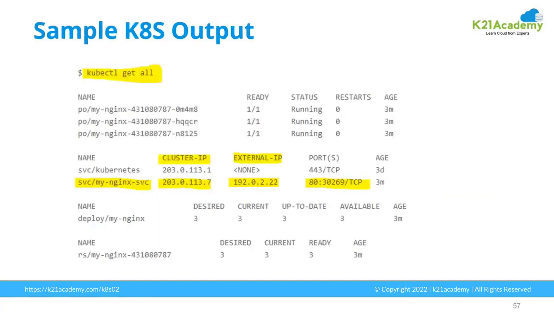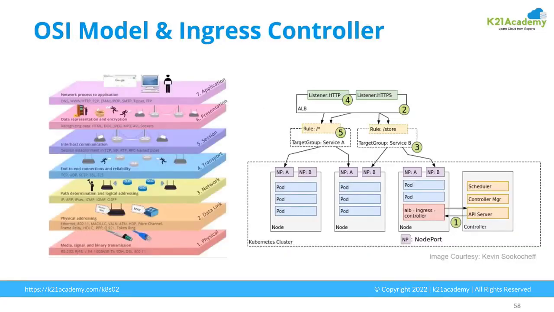And if you want to see the status of the services, you can run a command called kubectl get all. That will tell me the status of all my pods running, including the service. So here is one of the services which is defined with a load balancer, where the external IP of this load balancer is 192.0.0.2.22.